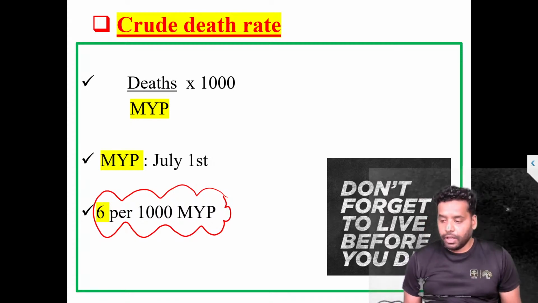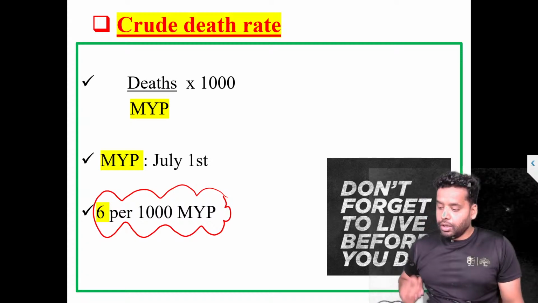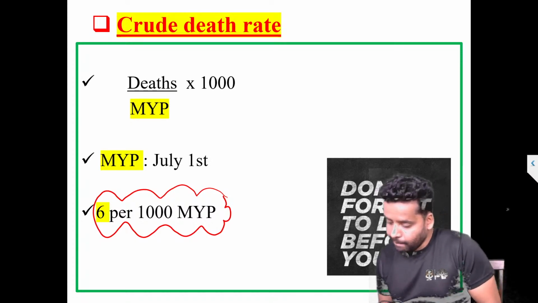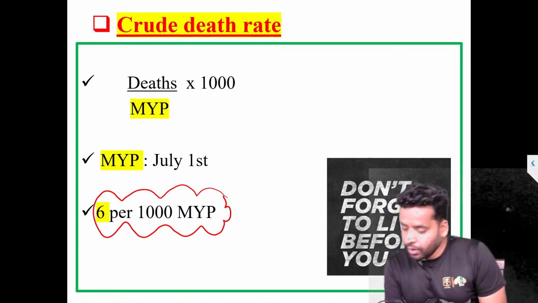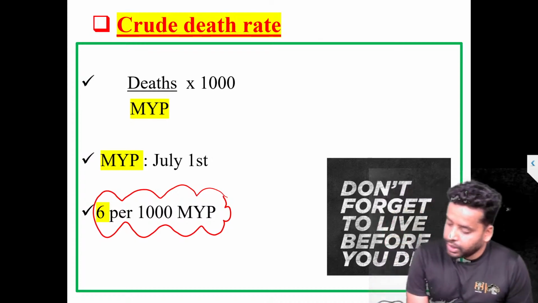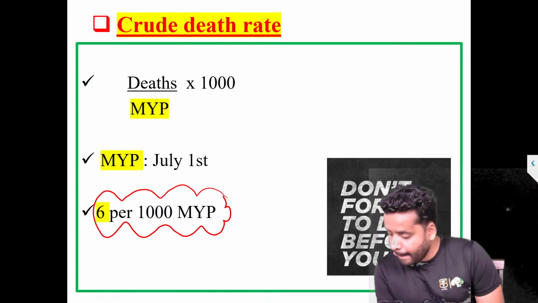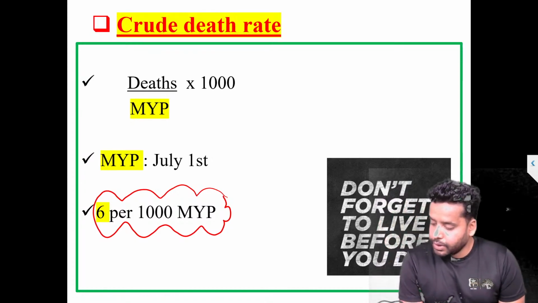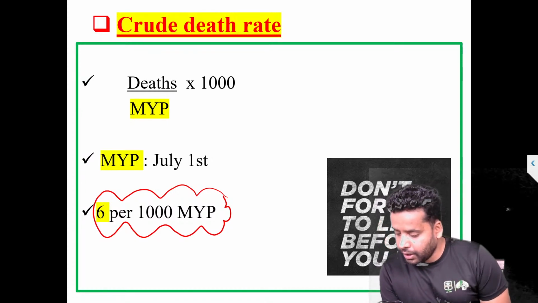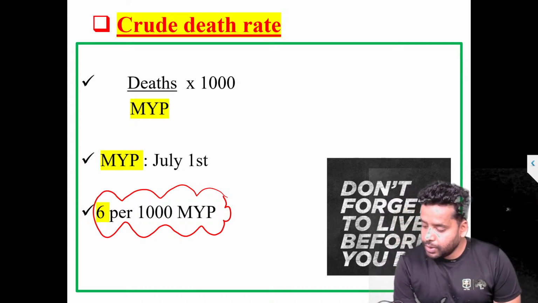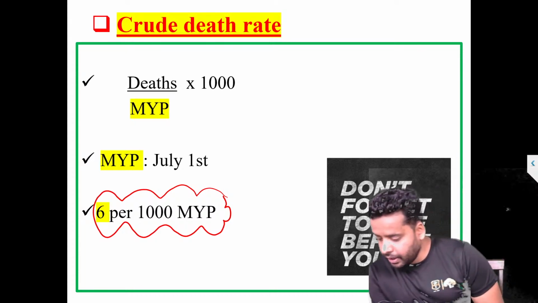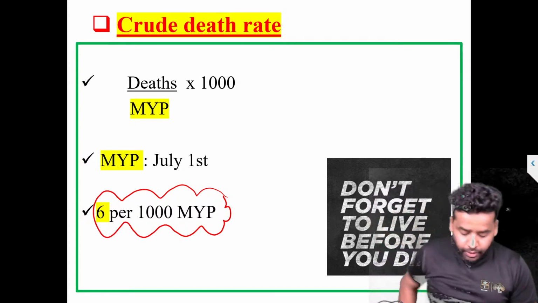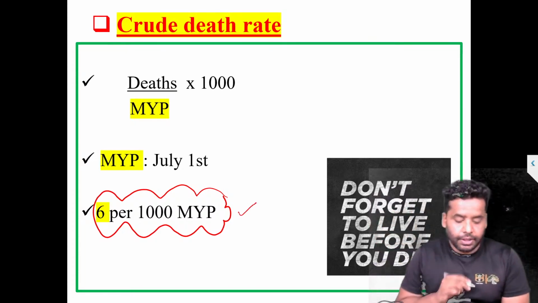This is the question I am asking. What is the unit of crude death rate? You have to write it fully: per 1000 mid-year population. Yes, good. Per 1000 mid-year population. It is 6 now.